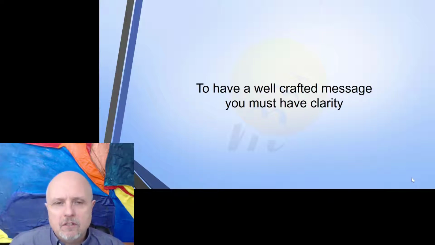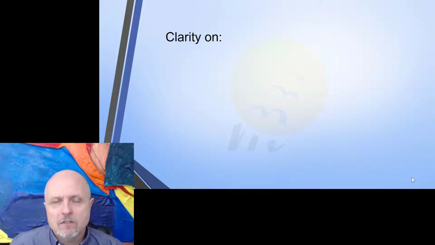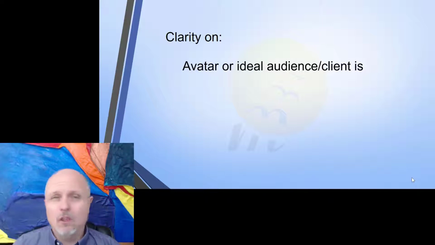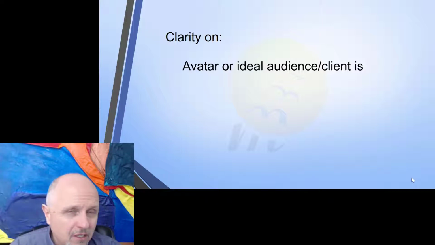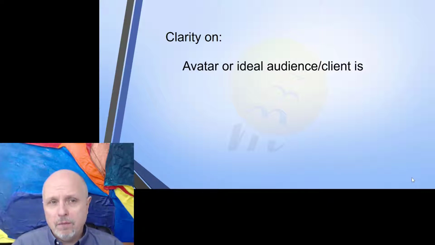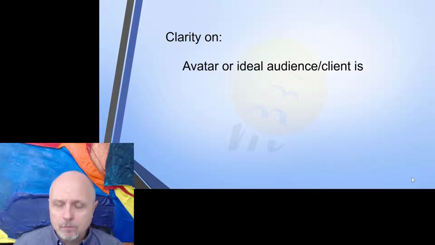To have a well-crafted message, you must have clarity in these 5 areas. To begin with, you need to know who your avatar is, or your ideal audience. And that's everything from the gender that you want to reach, what their age or age range is, what their socioeconomic background is. You need to know if they're blue collar or white collar, what their education is, and maybe you need to know what part of the world they live in. And all this is very important with being able to get clarity in crafting your message, because it will really help you define who you're talking to and who you're not talking to, which is also very important.